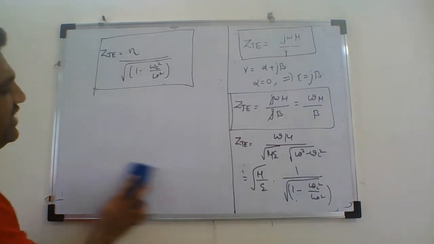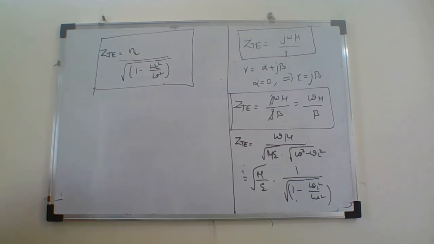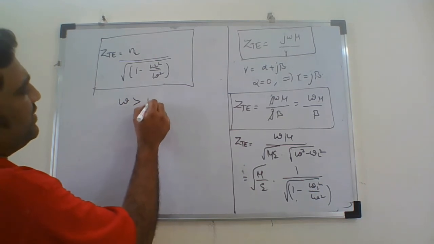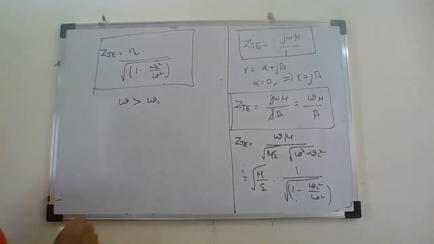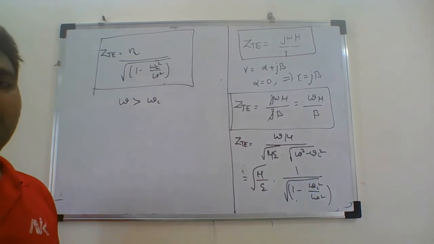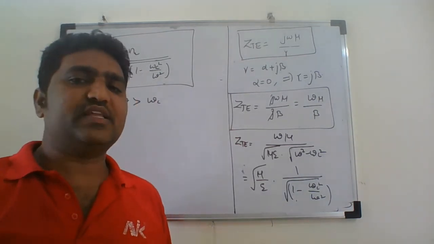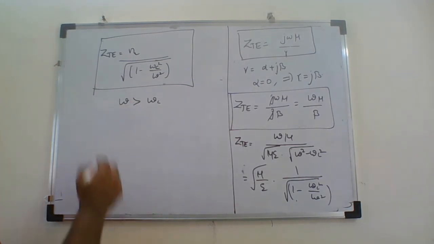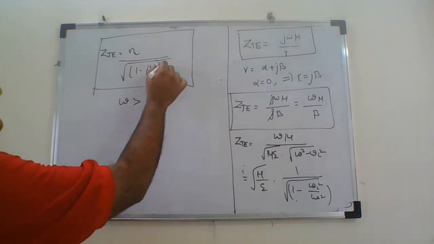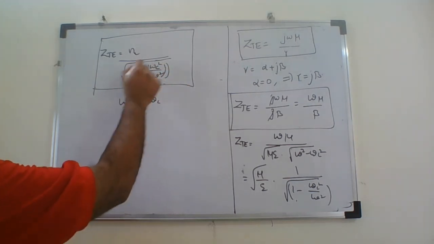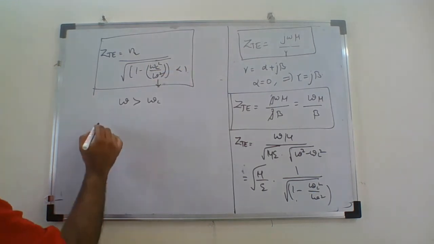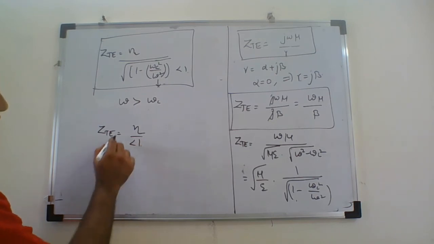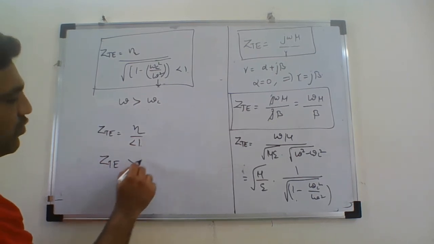We can see from here clearly that, because the wave is propagating, omega will be more than omega c. Since wave propagation is happening, the wave frequency should be more than the cutoff frequency, then only the wave can propagate. So omega is more than omega c, and that means this ratio will be less than 1. So when I divide eta by something less than 1, the ZTE value will be more than eta.